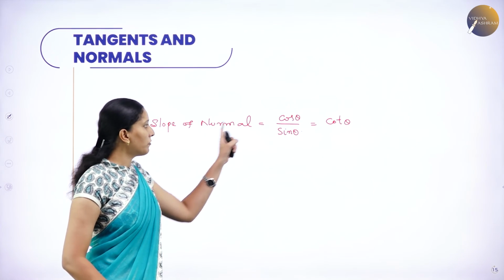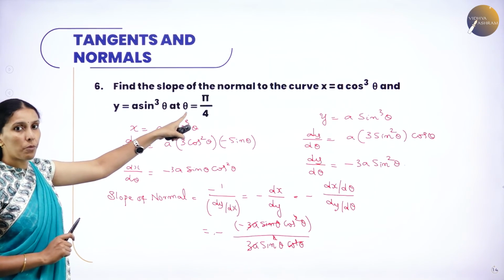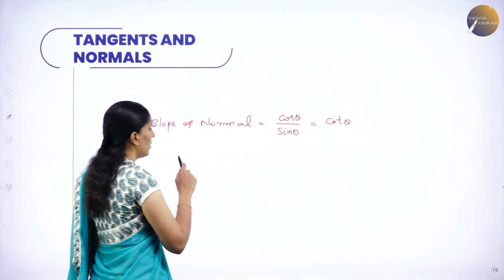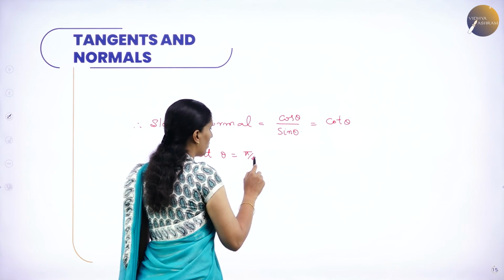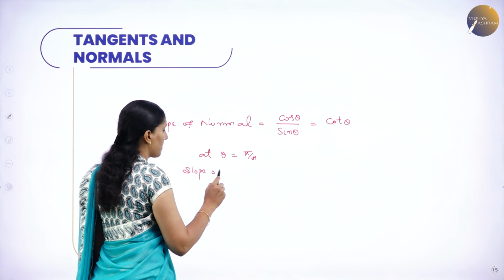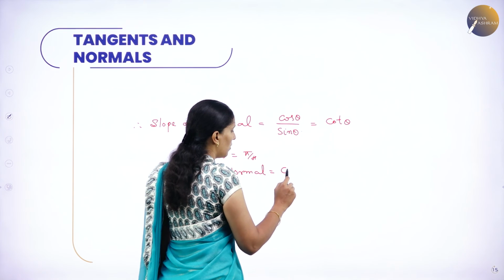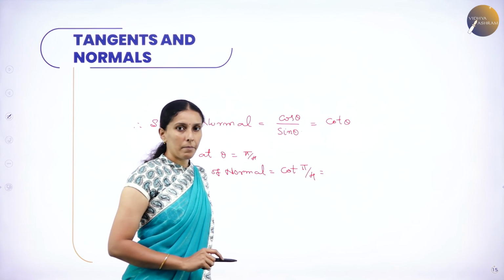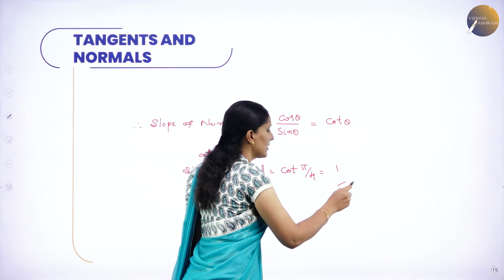So we got the slope of the normal as cot theta, but the point is also given. We have to find out the slope of the normal at theta is equal to pi by 4. So therefore, at theta is equal to pi by 4, slope of normal is equal to cot pi by 4. So what is the value of cot pi by 4? It is 1. So therefore, the slope of the normal is 1.